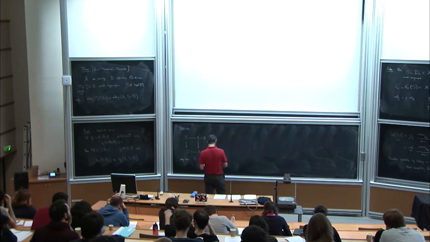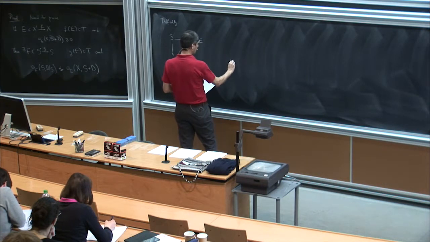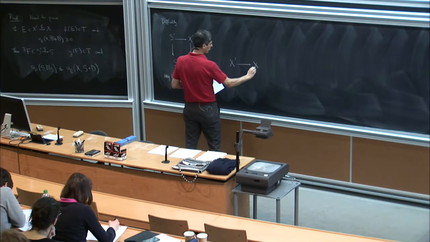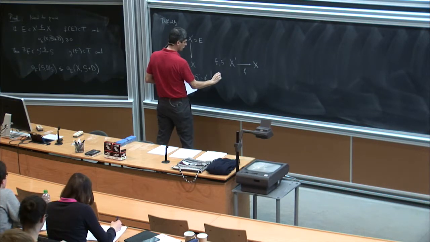So the idea is the following. Let me now turn the diagram around this way. Here I have E and S prime, maybe disjoint.